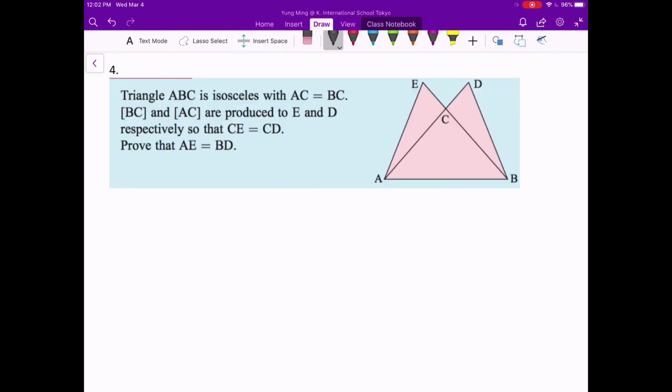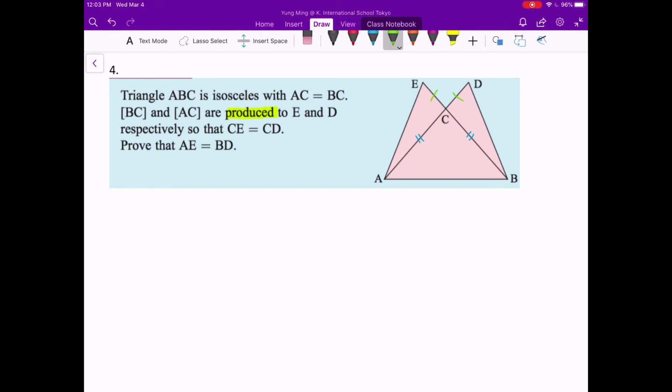Now, the last example of the day, we have a few pieces of information. First of all, we know that triangle ABC is isosceles, so we know that AC is equal to BC. It's always a good idea to mark it down on the diagram, so let's do that. Second, BC and AC are produced to E and D. That basically means we're extending the lines to reach point E and point D. In this case, they tell you that CE is equal to CD.